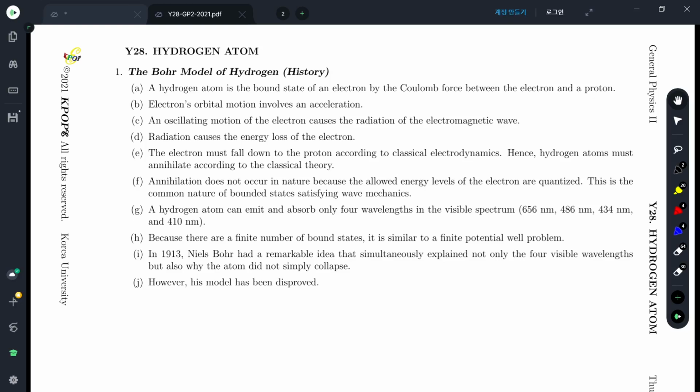However, we have some clue. If the particle satisfies wave mechanics and the state is constrained to a bounded space, then just like the vibrating string of a violin, its energy is quantized. Perhaps that's the reason why the electron does not collapse into the proton.